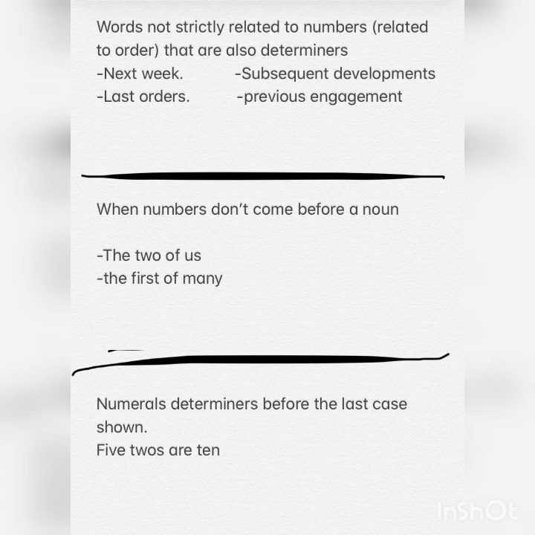When they do not come before a noun, as we've seen already, numerals are a subclass of nouns, and like nouns, they can take determiners. For example, the two of us, the first of many, and they can even have numerals as determiners before them. For example, 5 twos are 10. In this example, twos is a plural noun and it has the determiner 5 before it.